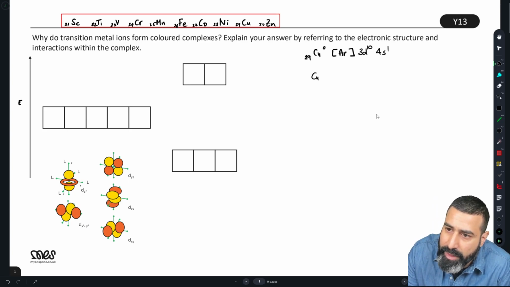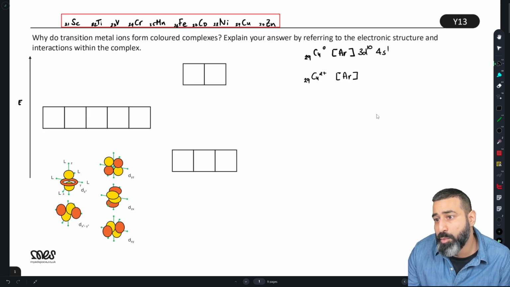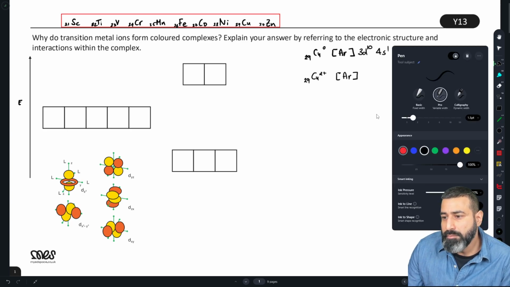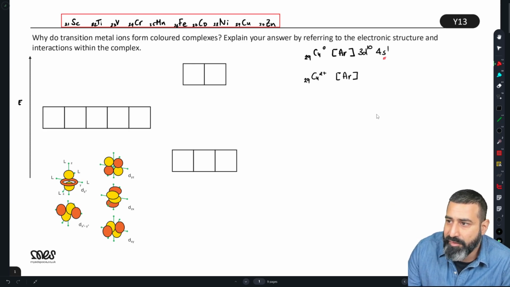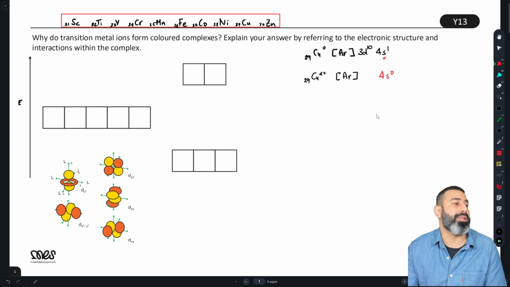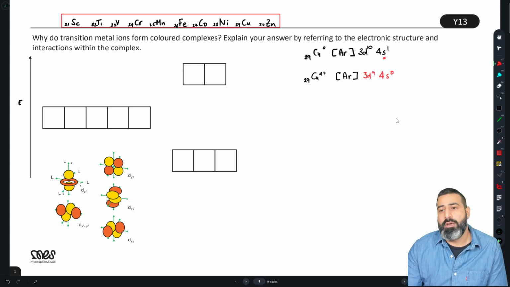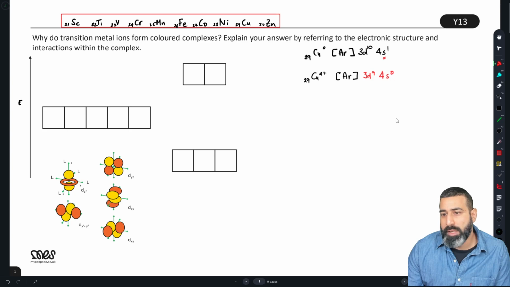And then if we form a copper 2+ ion, still going to have argon's electron configuration, but we're removing 2 electrons. We're going to remove the 4s first, so this becomes 4s0, and the second electron is coming from the 3d, so this becomes 3d9. Okay, so we've got a copper 2+ ion with the following electron configuration. Core electrons have the electron configuration of argon, then we've got 3d9, 4s0.